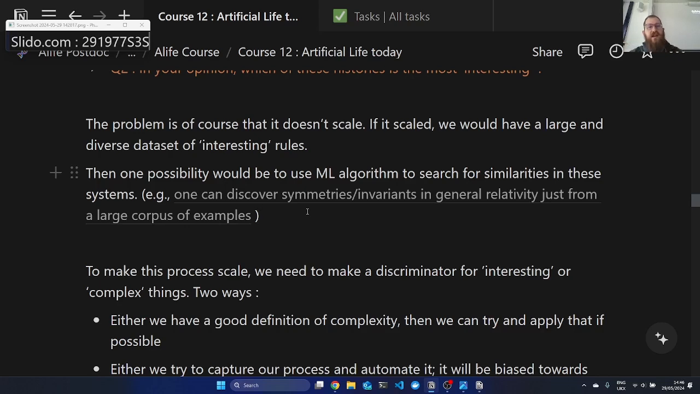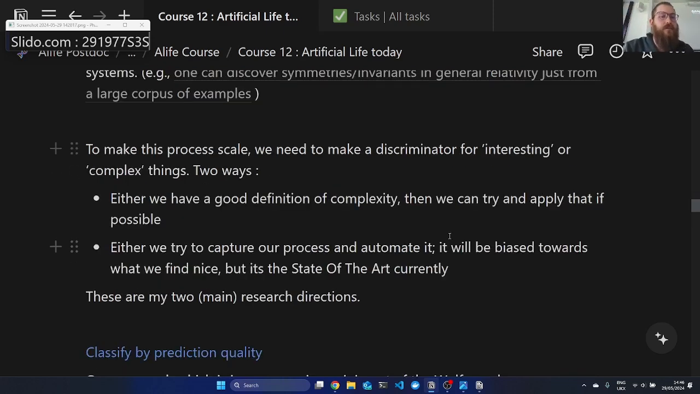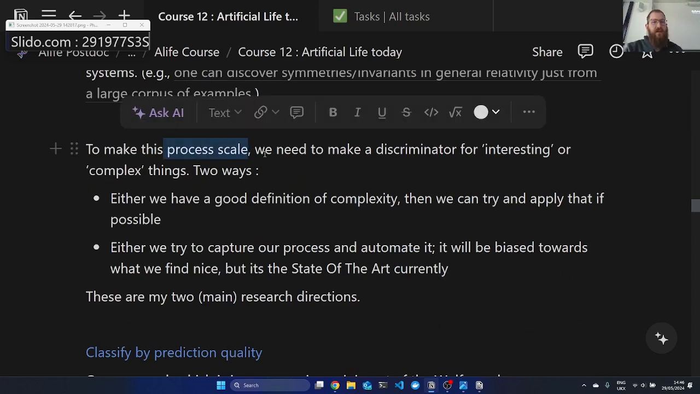So this is the same idea that we could potentially apply. If you have a huge data set of different interesting models, maybe some machine learning algorithm can extract some features which are common to all these models, something like that. This is the second step. The first step is to make this process scale.